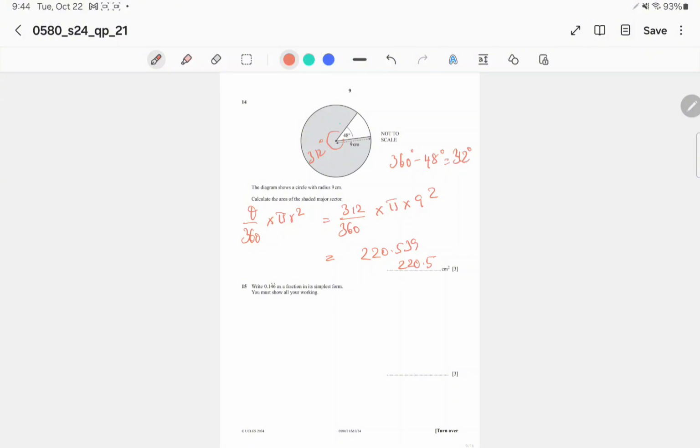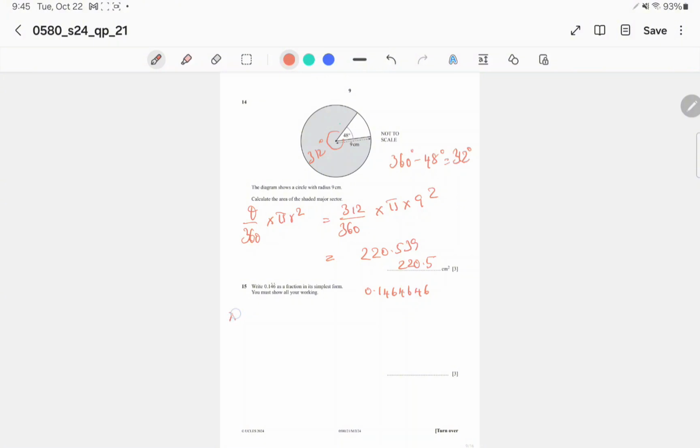15th question. Okay, this part, it is 0.146 repeating as a fraction in simplest form. You must also show the working. So this number, if it is having a dot like this, it will repeat as 464646. This will be repeated like this. So multiplying it by 10, I will multiply it by 10.